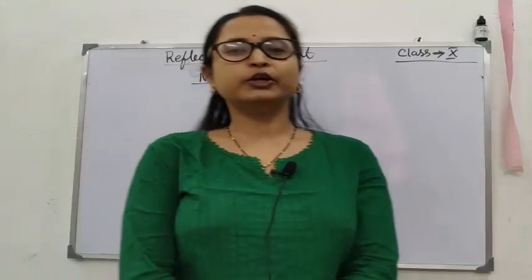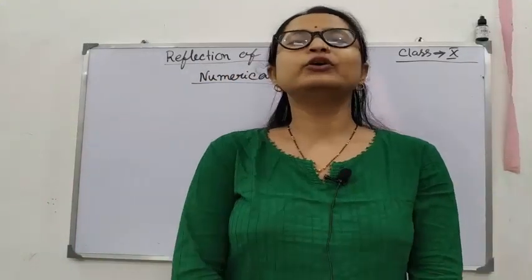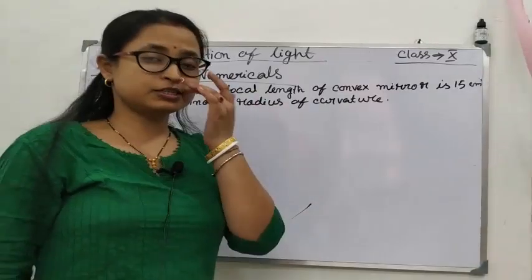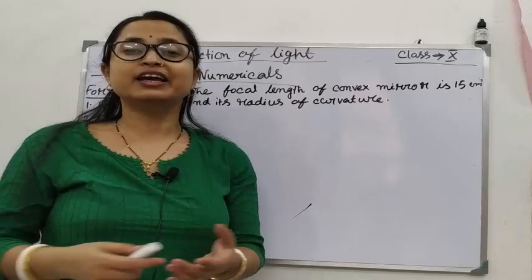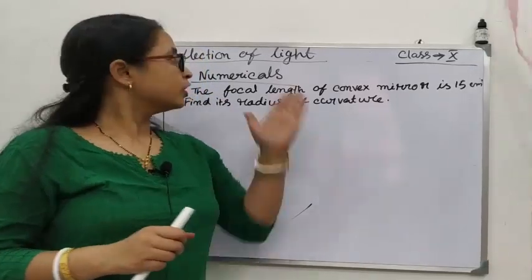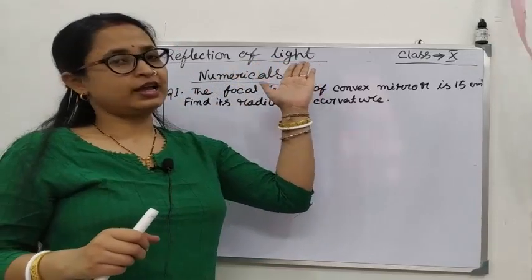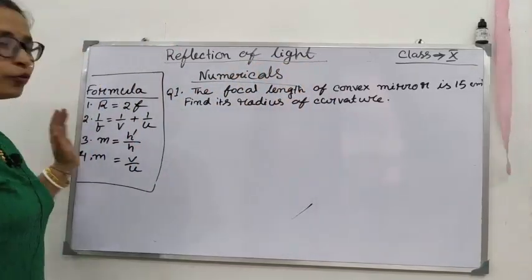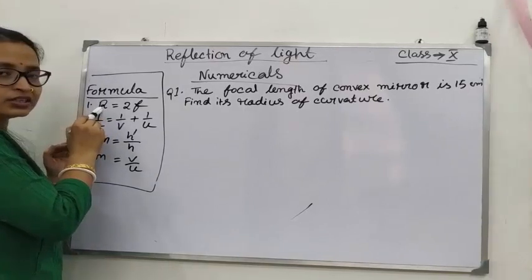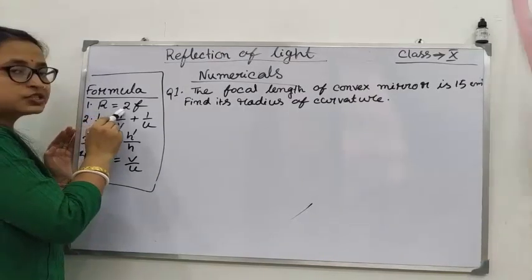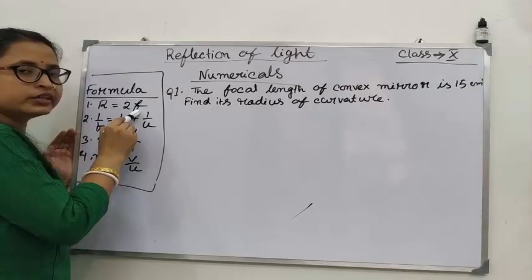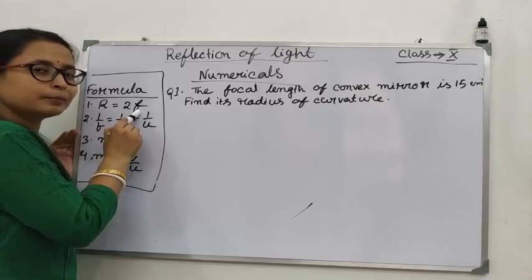So let us start the numerical related to reflection by spherical mirror. Before doing this numerical, let us recap what formula we have learned during the concept of reflection of light by spherical mirror. First, radius of curvature. Here R means radius of curvature, R is equal to 2 into f. What is f? f means focal length of the mirror.